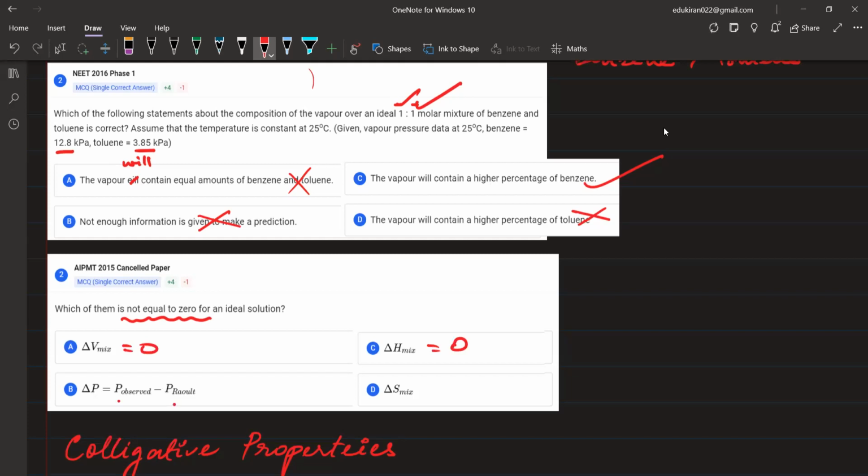Now P observed minus P calculated, that means experimental vapor pressure minus the calculated vapor pressure, both of them are going to be equal in the ideal case. This is also 0 because ये दोनों बराबर चीज को माइनस कीजिएगा, you will get 0. Delta S क्या होता है? It is greater than 0. So this is the right option. It is not 0. Okay. Write this down, all of you.